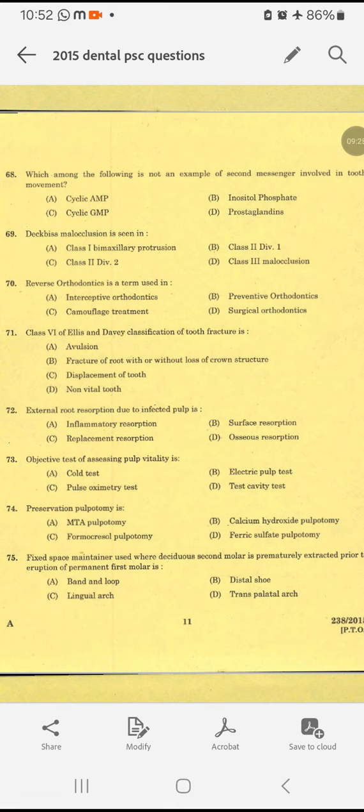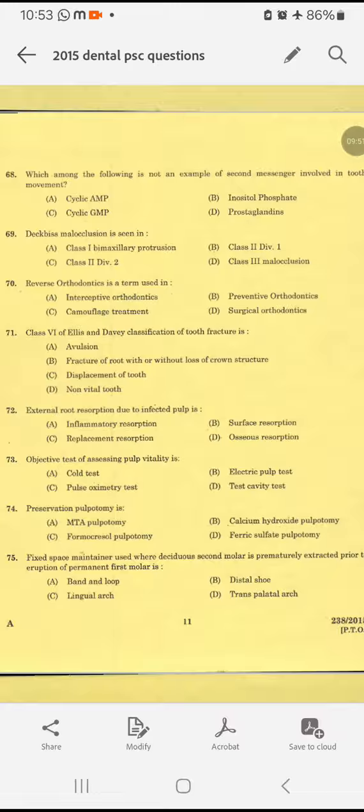69. Deep bite malocclusion is seen in which of the conditions? Class 1 bimaxillary protrusion, Class 2 division 1, Class 2 division 2, Class 3 malocclusion. Deep bite malocclusion is seen in Class 2 division 2. Option C. Class 2 division 2. Deep bite malocclusion is seen in Class 2 division 2.